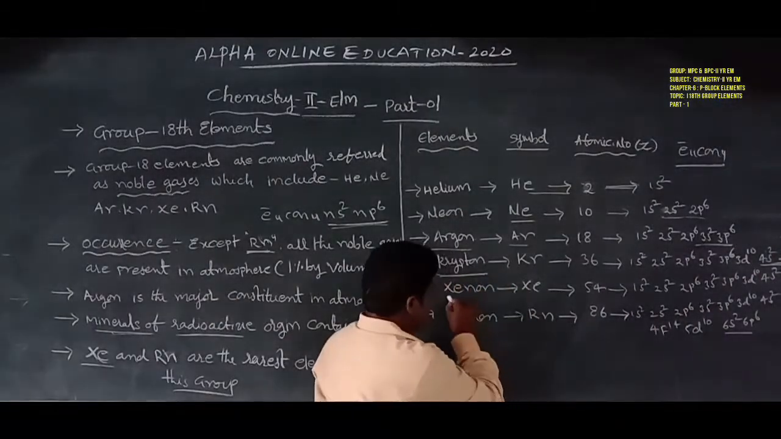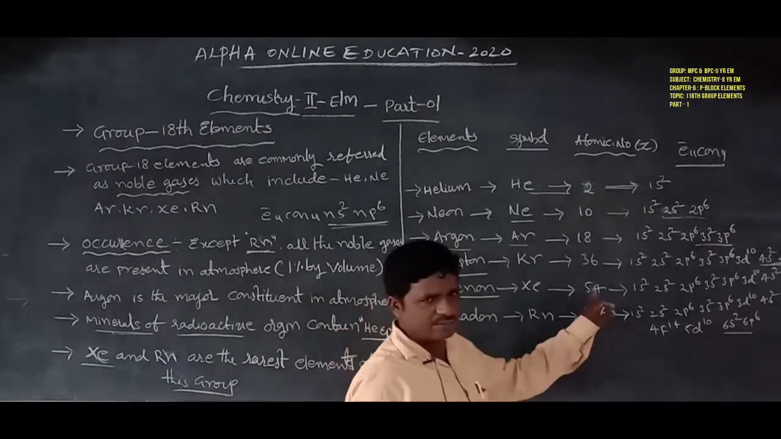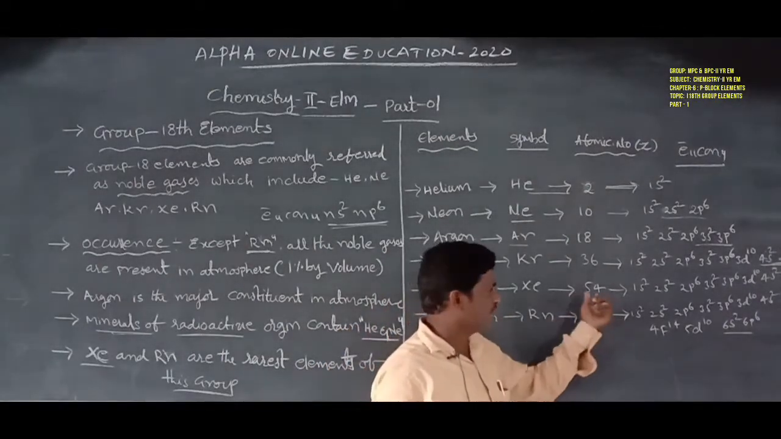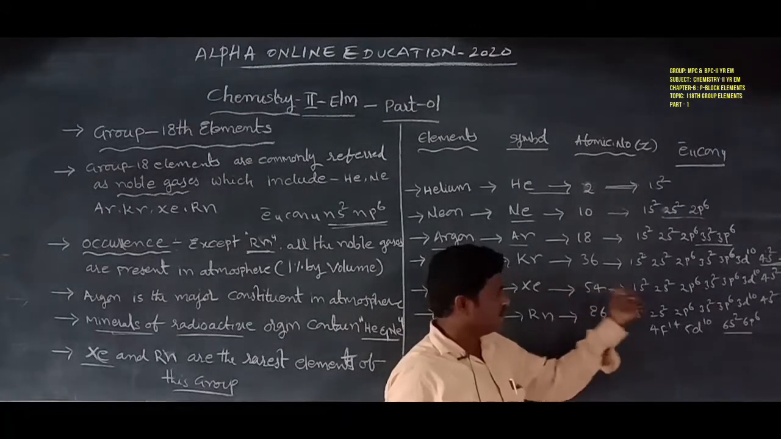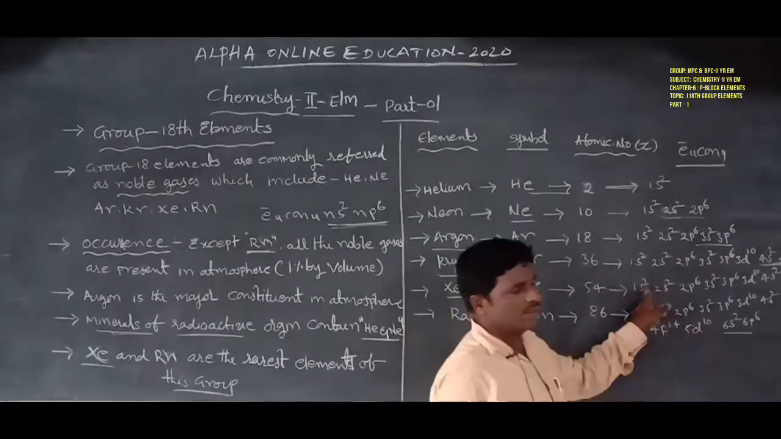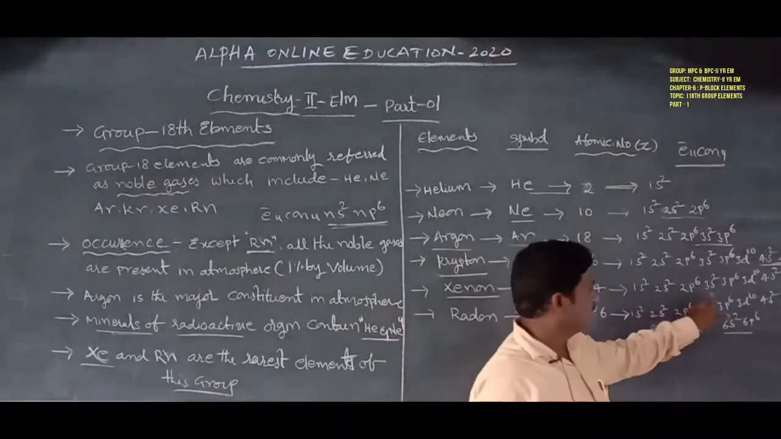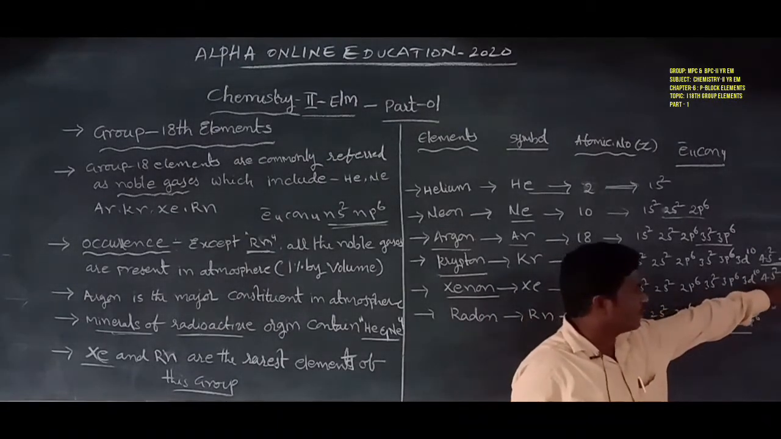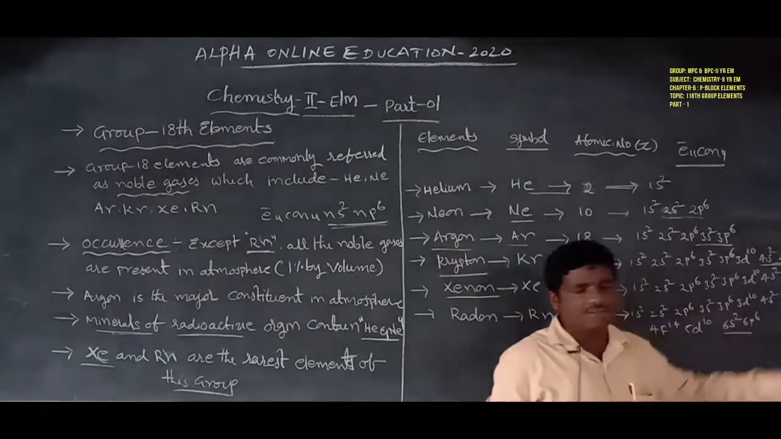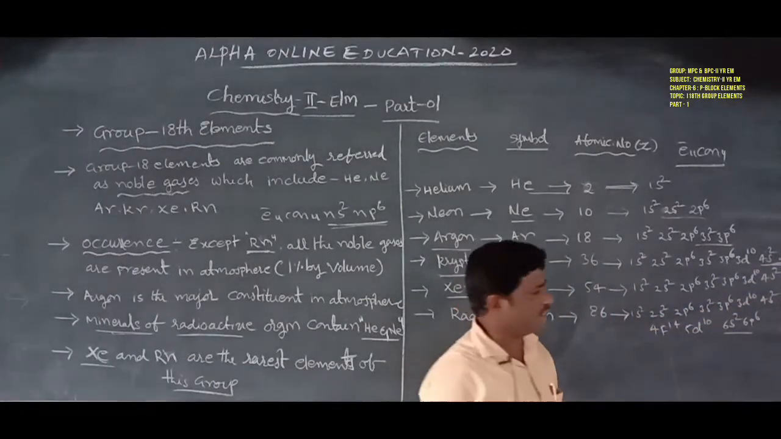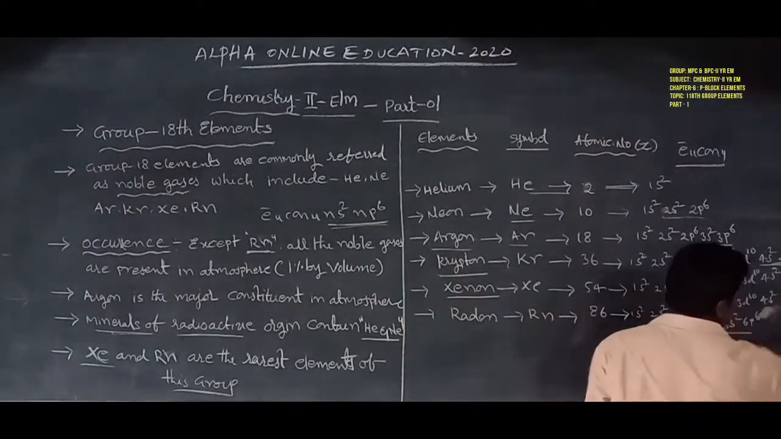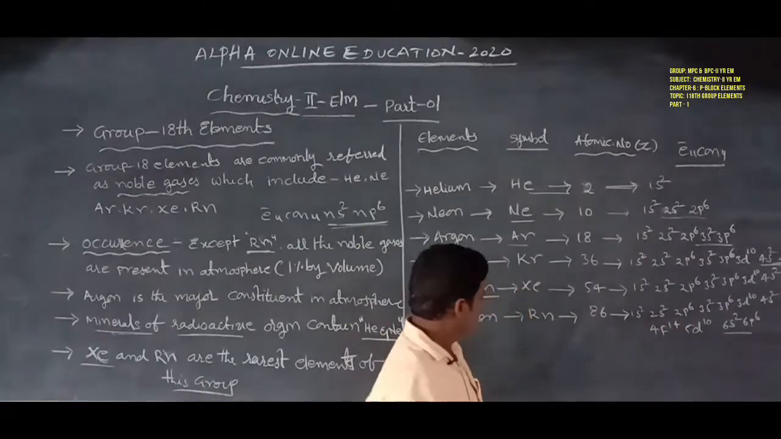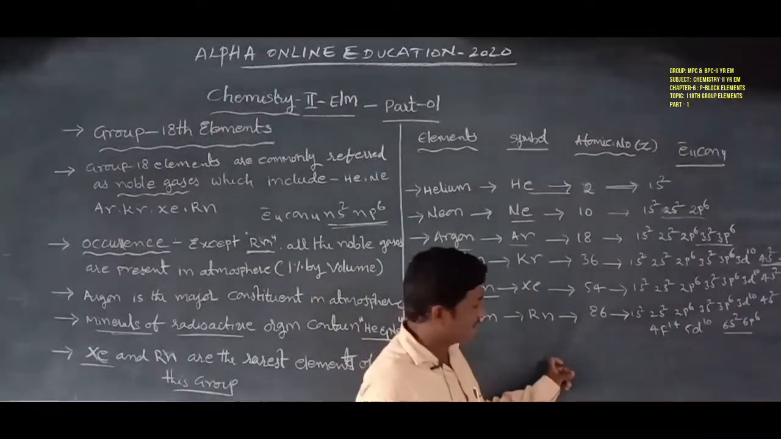Next, xenon, atomic number 54. Here is the electron configuration: 1s2, 2s2, 2p6, 3s2, 3p6, 3d10, 4s2, 4p6, 4d10, 5s2, 5p6. The outermost shell consists of 5s2, 5p6.